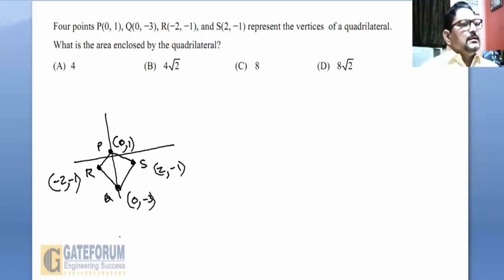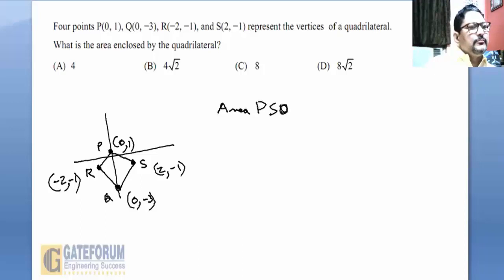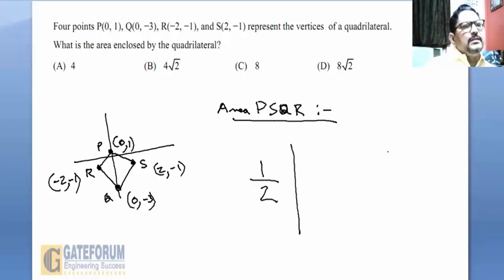So this is it. Now the first challenge has been overcome. Now the second challenge: how to find the area of a quadrilateral in case of coordinate geometry. It's very simple. The area of this quadrilateral PSQR would be given by half of a determinant. What is the determinant? Choose any vertex. Let us suppose you choose P.